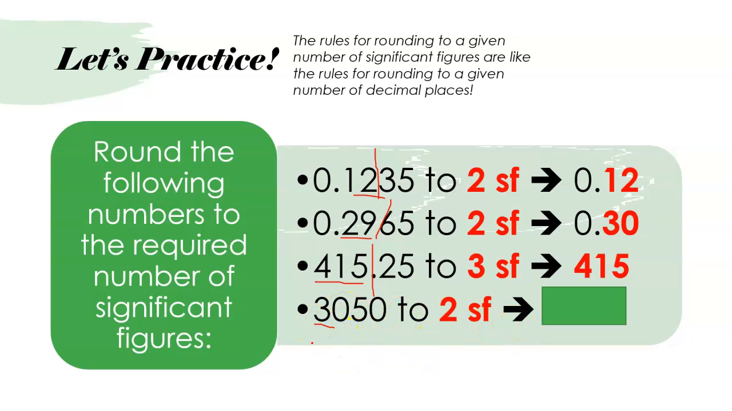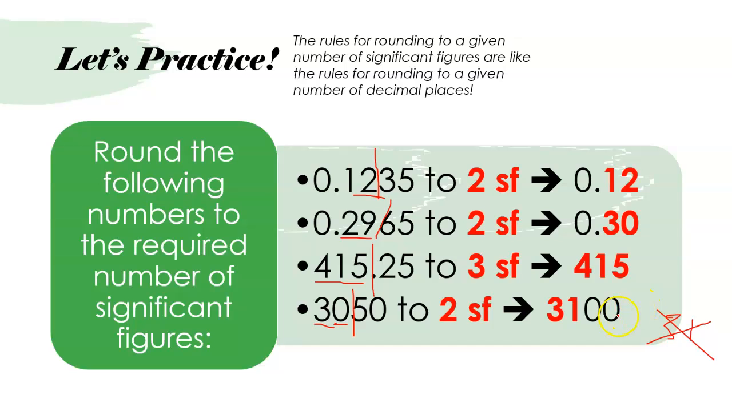3 significant, I know, because it's a non-zero digit. The 0 is between 2 non-zero digits, so it's also significant. So here's my cutoff. This is 5 or above, so I'm going to round up. Really, really important. Do not tell me my answer is 31. This is not 31.50. This is 3,050. So when I round this, it's going to be 3,100.